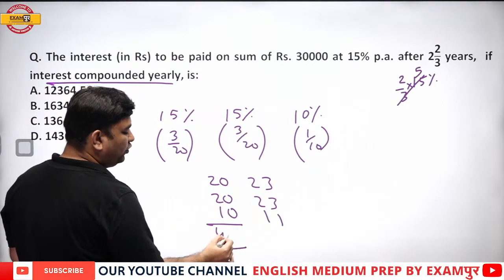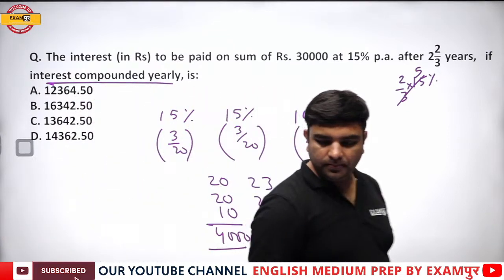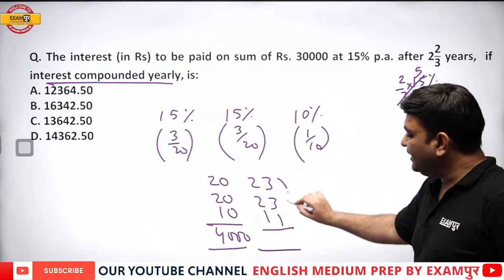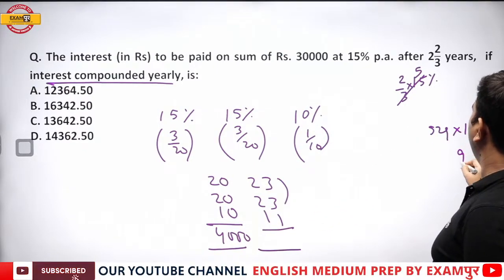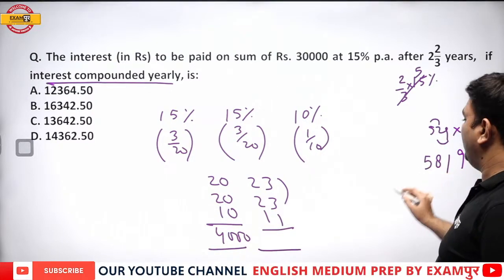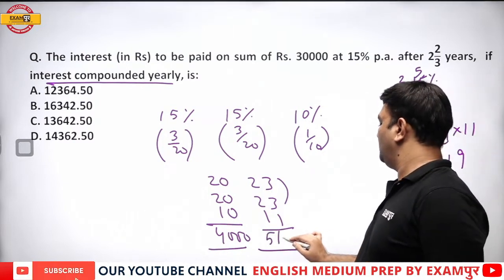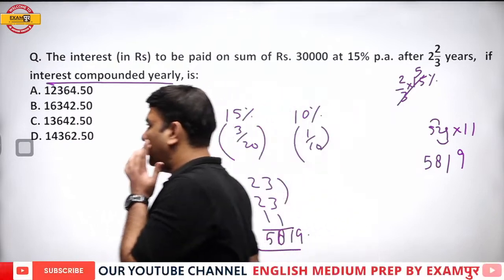So overall 4,000 will become 23 squared, 529, into 11. 9, 9 plus 2, 11, 1. 5 plus 2, 7 plus 8. 5819.